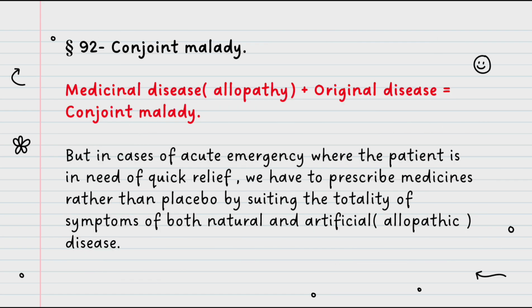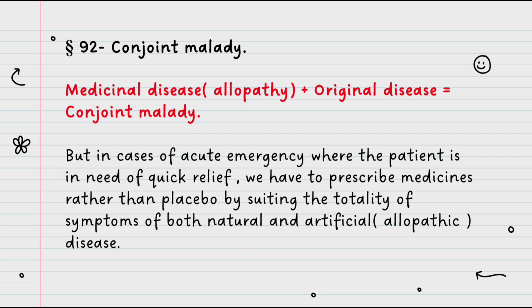Then 92 is conjoined malady. So what is conjoined malady? The medicinal disease, that is allopathy, plus original disease is equal to conjoined malady. Malady means a disease, conjoined means both. So medicinal disease, allopathy, plus original disease.